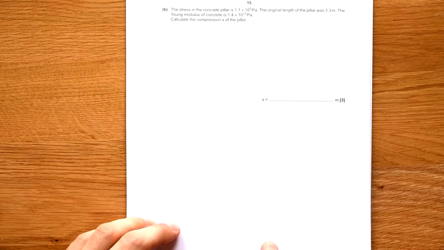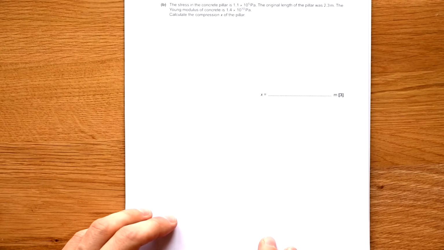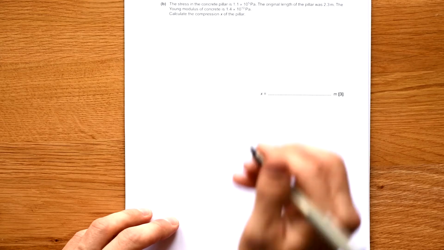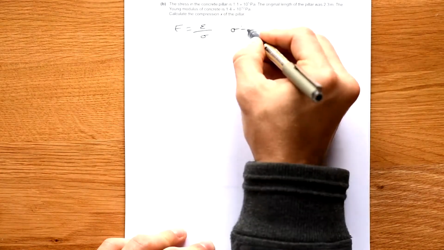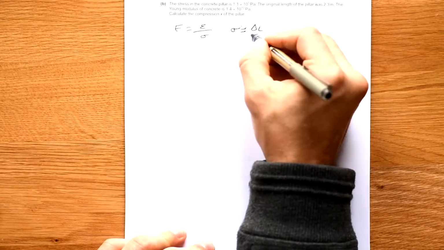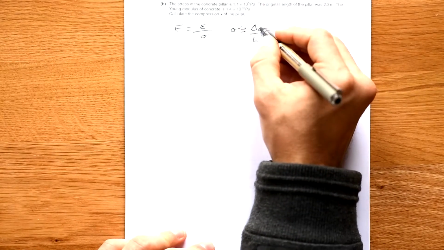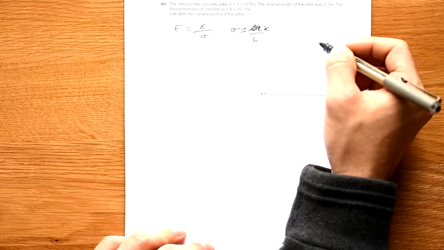The stress in the concrete pillar is that. The original length of the pillar was that. The Young modulus of the concrete is that. Calculate the compression of the pillar. So we know Young modulus is stress over strain, and we know that strain is change in length divided by original length. Let's call it X. Why not? Seeing that they've called it X.